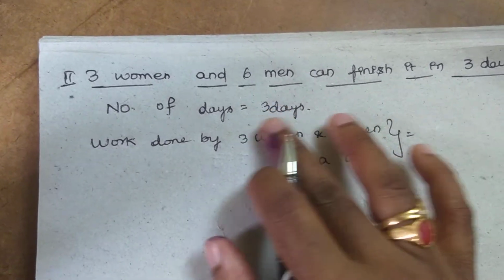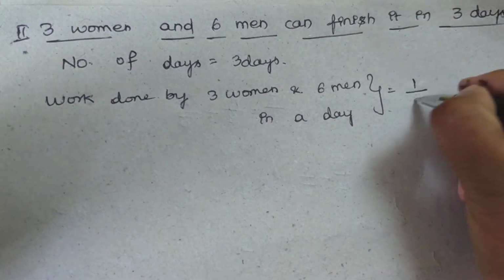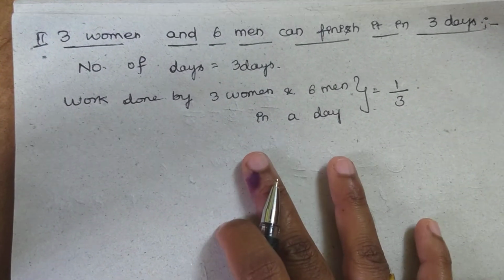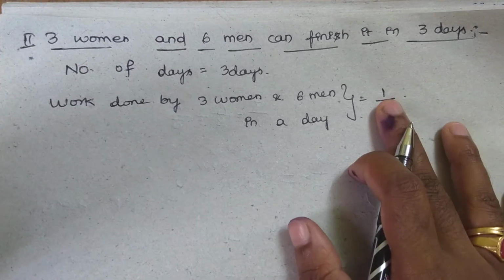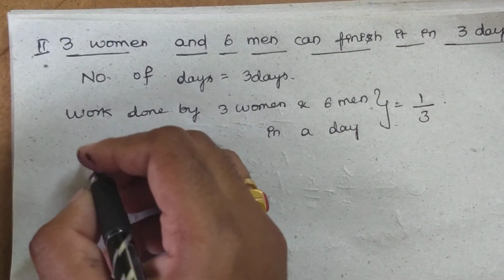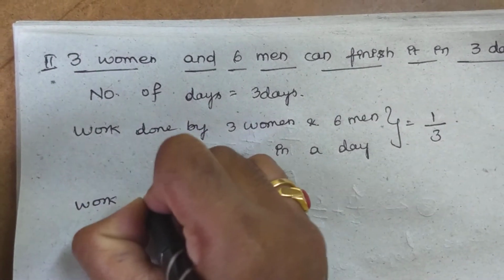See, in 3 days, the entire work will be done. So for 1 day, I am writing the work done as 1 by 3. I am assuming that the same work is done on all 3 days. So for 1 day, 1 by 3 will be the work done.